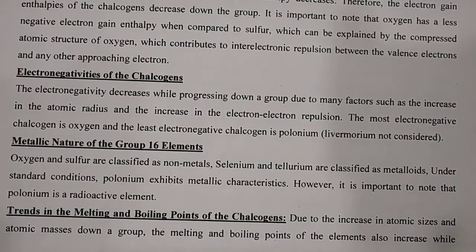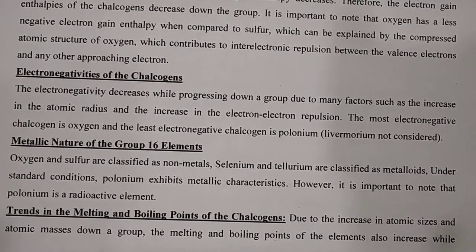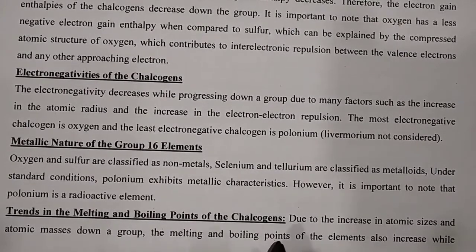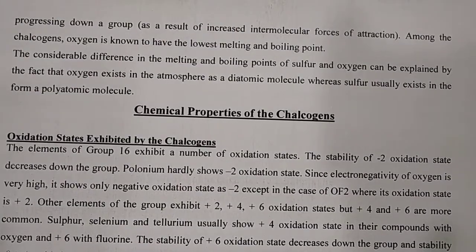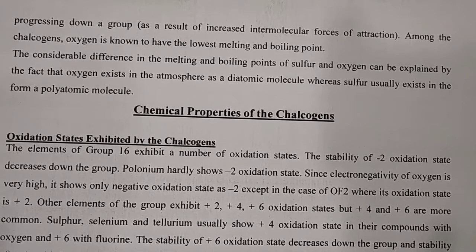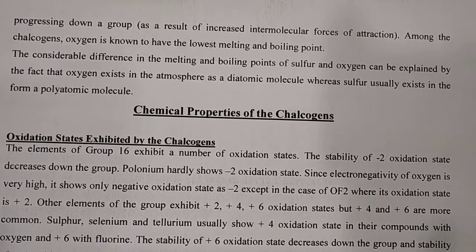After that, we'll discuss melting point and boiling point. Trends in melting point and boiling point of the chalcogen family. Due to the increase in atomic size and atomic mass down a group, the melting and boiling point of the elements also increase while progressing down the group. Among the chalcogens, oxygen is known to have the lowest melting and boiling point.